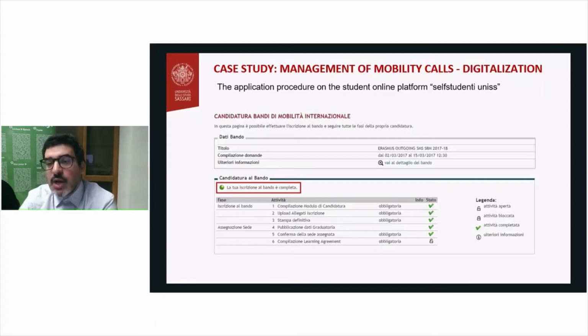So, as you can see here, there is a checklist. You see the green ticks. So there is a checklist that shows what part is completed and what part is still to be entered. And as you can see in the red box, there is an alert saying that the application to the Erasmus grant is completed. Okay.